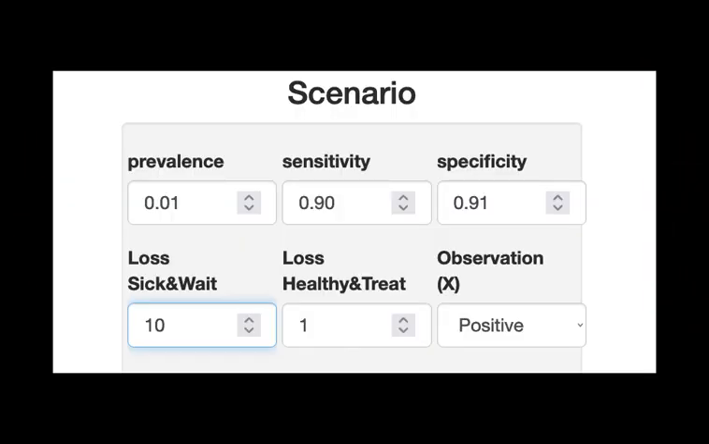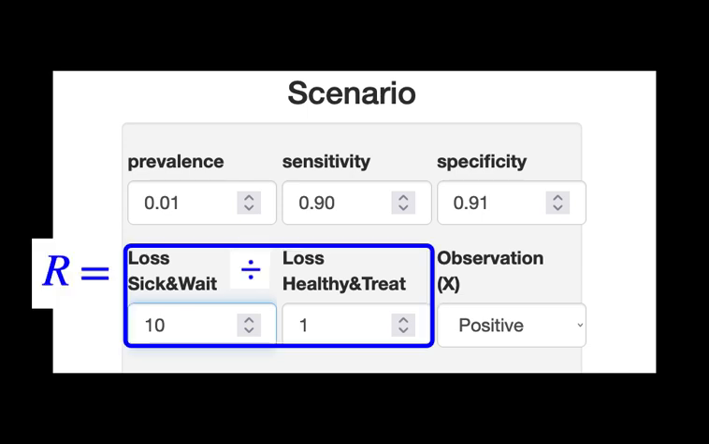Let's examine this in light of deciding whether to treat a patient with a positive mammogram. Here's the Gigerenzer setup right here. Prevalence, sensitivity, specificity, and of course the observation is a positive mammogram. Plus, for the sake of illustration, suppose that the penalty ratio is 10, so it's 10 times worse to miss the chance to treat a person with breast cancer than to treat one who shouldn't be treated for cancer.